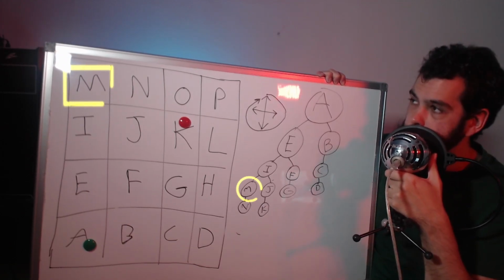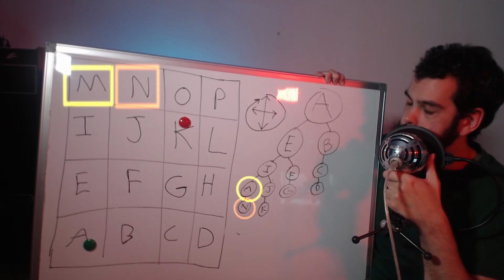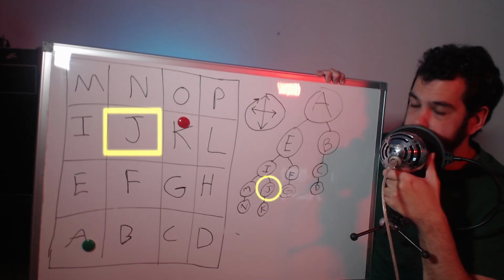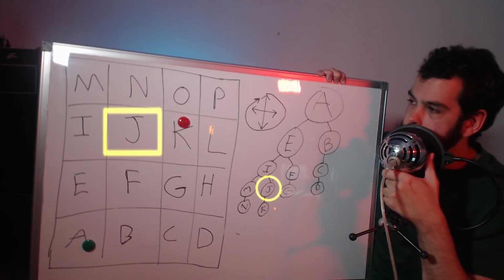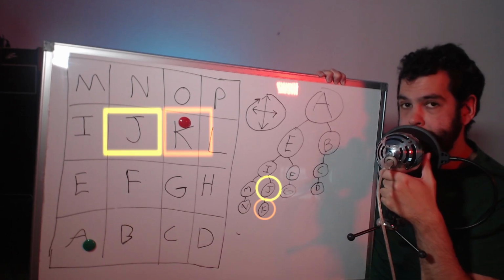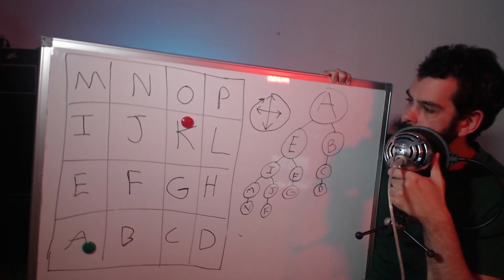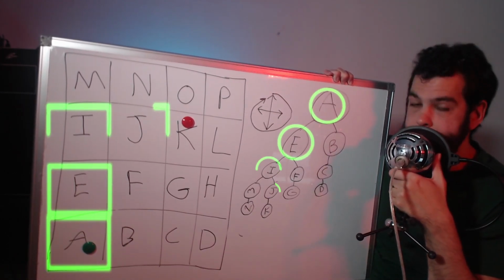We go up to M and we look at N, which is the only node it can explore. Then we go to J. We can't look at N because we've already looked at it before, and then we look at K and we see we are at our destination. From this we have a path, A, E, I, J, K.